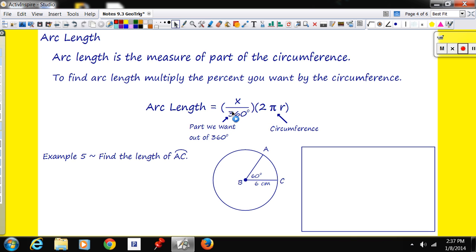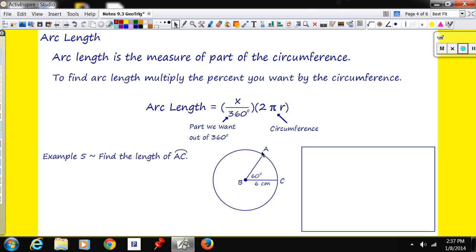The whole thing is the circumference, and you just multiply by the percent that you want of the whole circumference. So arc length is going to be this fraction: the part that we want out of 360, times the entire circumference. That's going to tell me how much the arc length is. This percent is going to be less than 1, so it's going to be less than the whole circumference because you only want part of the circle. You don't want the whole thing.